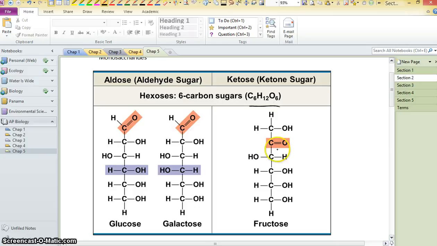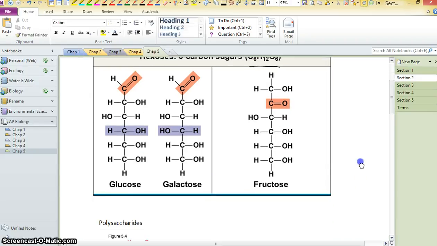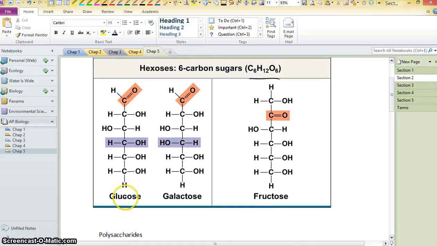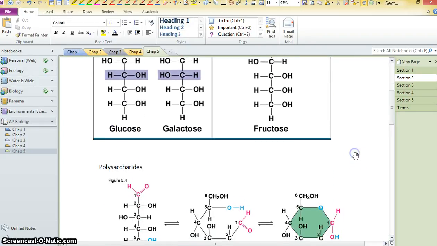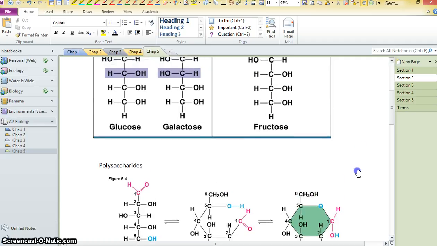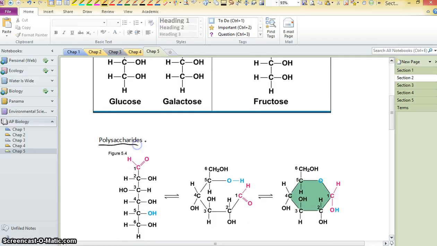You can see the fructose has this carbonyl group towards the inside of the molecule, whereas glucose and galactose have it on the end. So a ketone here, or ketose, and an aldehyde or an aldose in the case of these two. Glucose is going to be the one we're going to revisit quite a bit. Now when you take several of these monosaccharides and put them together, you get a polysaccharide. So essentially a polysaccharide is the sugar polymer.